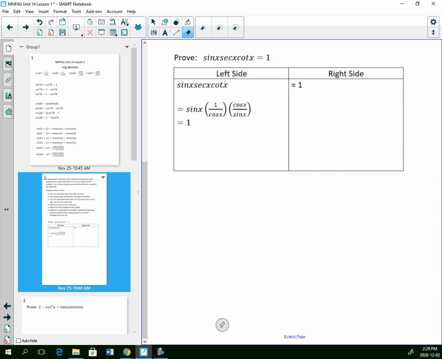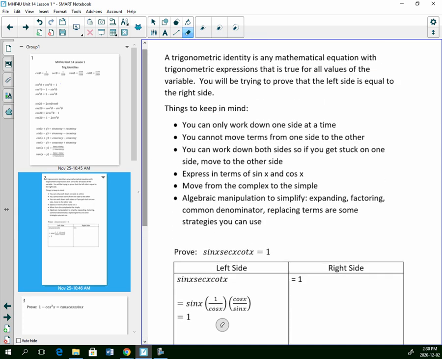Okay? So sometimes we like to do it in a table like this. This will look familiar to you from grade 9. In grade 9, we solved equations and then we checked our answer. So we used a left side, right side check. We put our answer in the left side, we put our answer in the right side, and we wanted to see if the left side equals the right side. So that's basically what a proof is. You're trying to prove that the left side is equal to the right side. You can only work down one side at a time. You cannot move terms from one side to the other. You can work down both sides. So if you get stuck on one, you can go to the other side. Okay, so those are sort of logistical strategies.